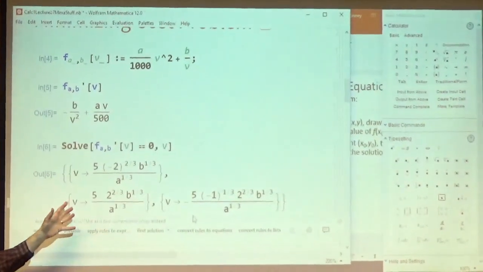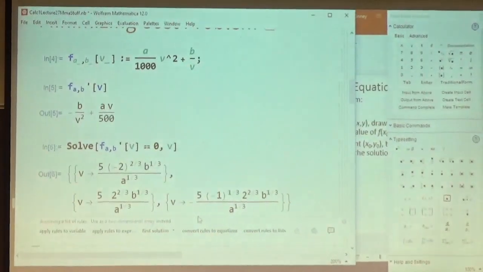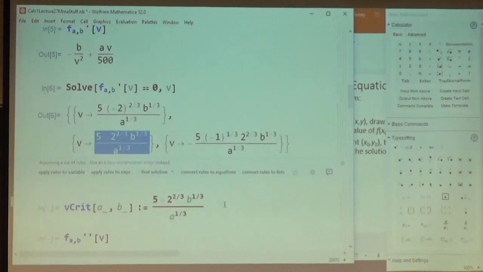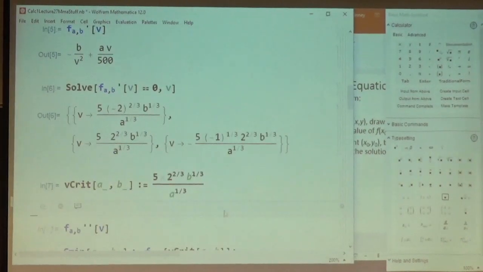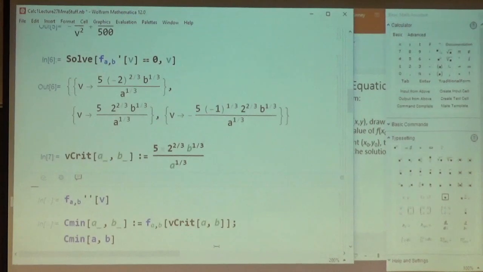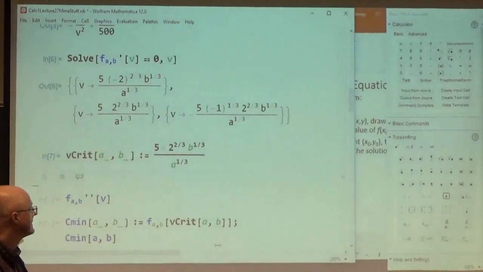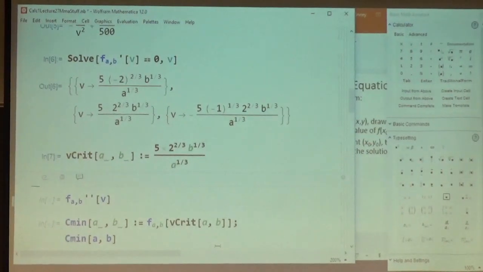Which one of these three is the one we want? It's the one that's simplest. It's the one in the middle here. That is how the critical point depends on A and B. You might remember there was a cube root of 500 in mine. That is the same as 5 times 2 to the 2/3 power. That's the same as the cube root of 500.